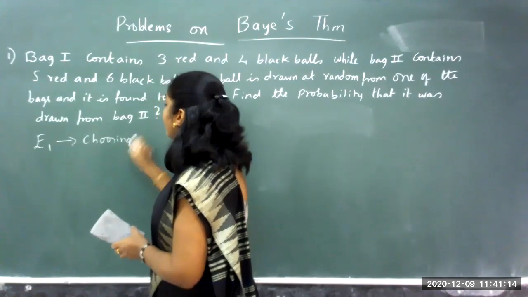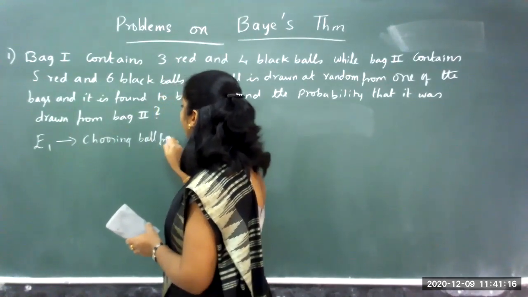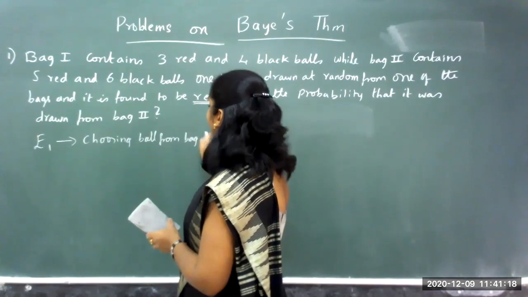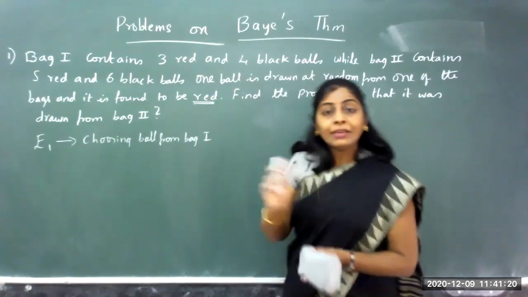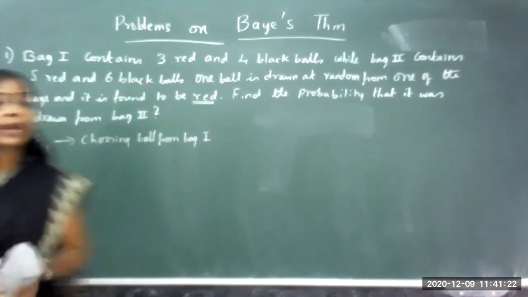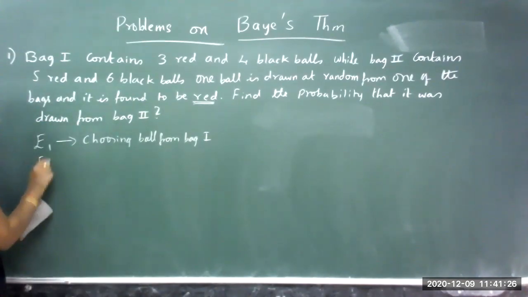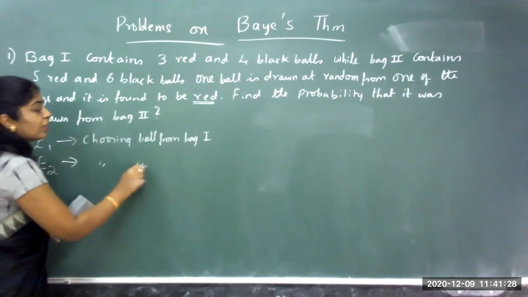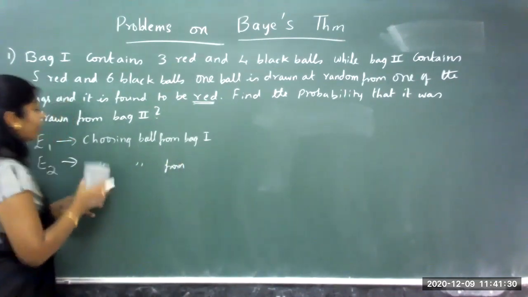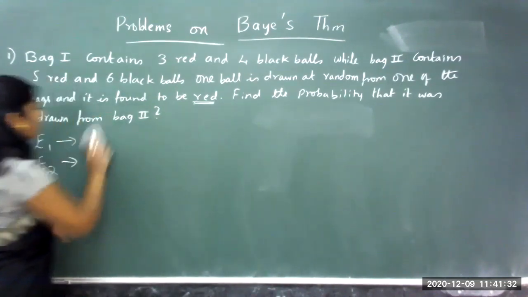Choosing a ball from bag 1. E1 is the first event. What is that? Bag 1. So I will write down choosing a ball from bag 1. E2 is the second event. What is that? Choosing a ball from bag 2. I will name bag 1 as event 1 and bag 2 as event 2.